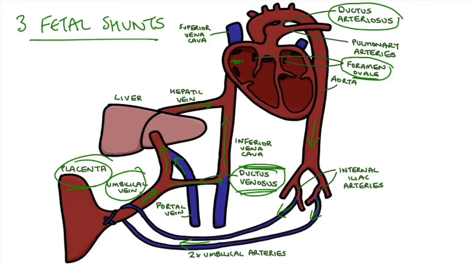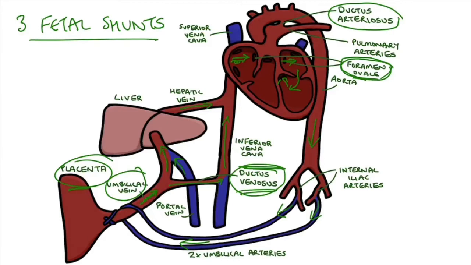It's difficult to see on this diagram, but essentially this hole is a hole in the wall, the septum between the two atria. So it allows blood to flow from the right atrium, bypassing the lungs, bypassing the right ventricle, straight through into the left atrium, where it can go into the left ventricle and out to the rest of the body. Okay, so the foramen ovale allows oxygenated blood to bypass the lungs.